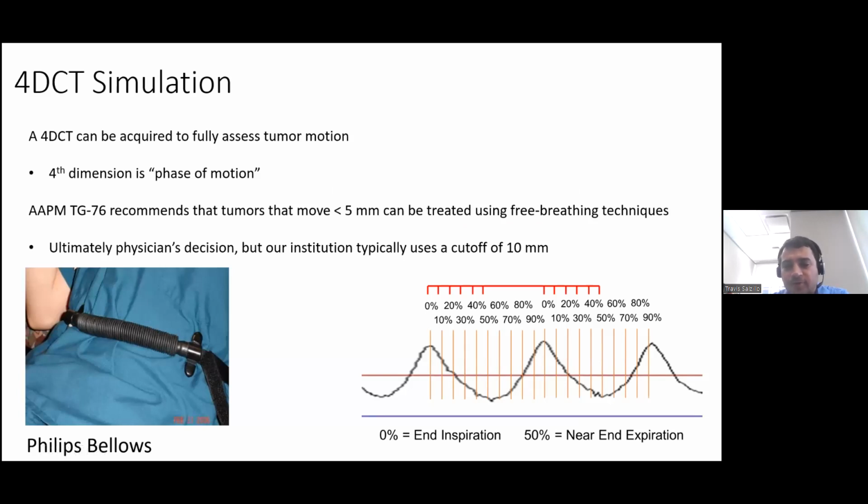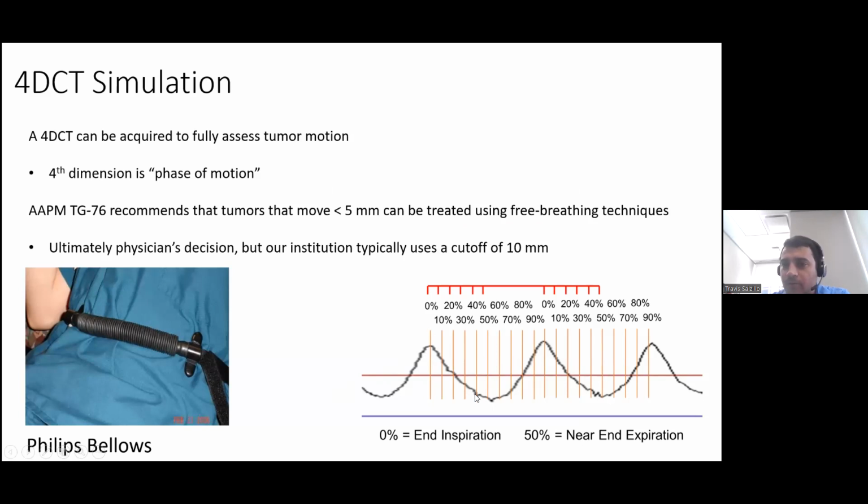And you get this respiratory trace here on the right. Well, if you acquire a CT with a low enough pitch, basically where you're imaging the same anatomy up to 10 times, you can now separate a single slice of a CT into these bins. And typically we use 10 bins.